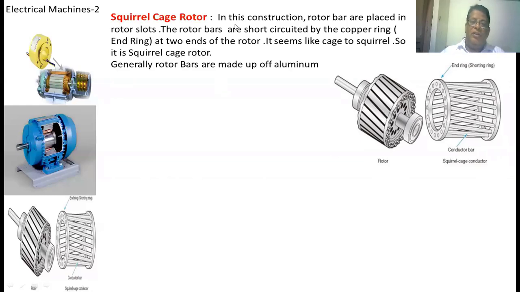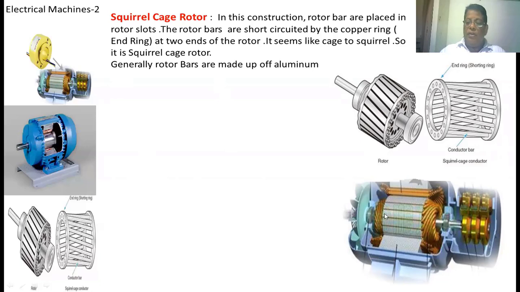Squirrel cage rotor. In this construction, rotor bars are placed in the rotor slots. These rotor bars are short circuited by the copper ring at the two ends of the rotor. It looks like a cage, so it is a squirrel cage rotor. Generally, rotor bars are made of aluminum.